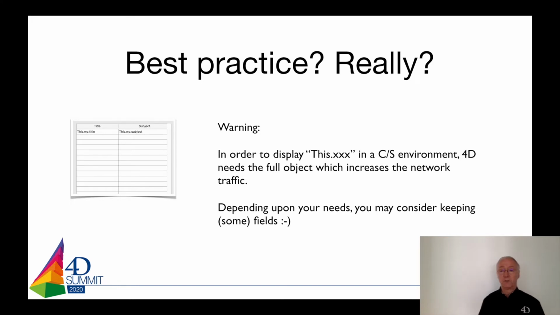Why? Just because when you display attributes like title or subject in a list box, 4D needs the full object in order to display even a single attribute of this object. So the full object has to be sent from the server to the client in order to be displayed. So in this case, you might consider keeping title and subject as actual fields in your database and just remove the other fields and use the attributes of the 4D Write Pro document instead. So you have to be aware of this.